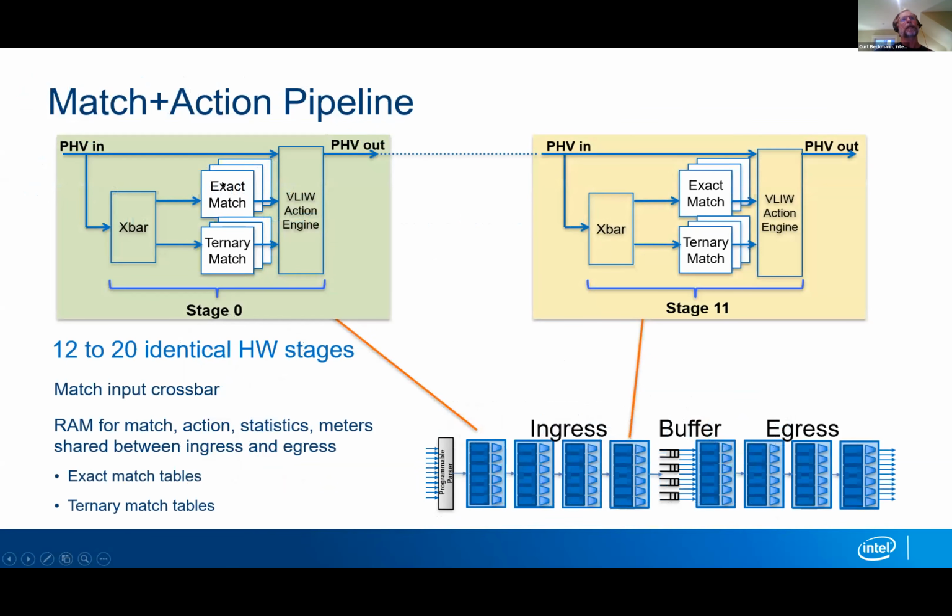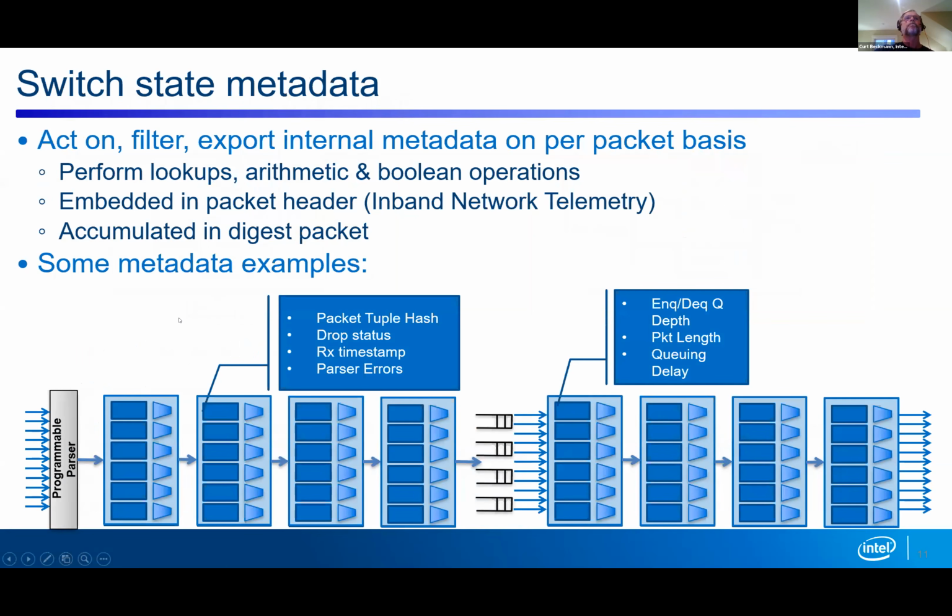Let's see. We talked about exact match, TCAM, ternary match for those wide keys where we don't care about some bits, 12 to 20 hardware stages. So we showed the n-tuple hash there. We can have drop status. There's other internal information that we can pass around. So for example, the queuing state in the traffic manager is available and can be captured and shared.